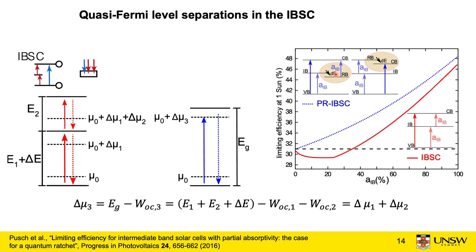This could be because the transitions are spin forbidden, or because electrons in the intermediate band and holes in the redshift band are spatially separated, or separated in momentum space, so that no direct transitions can occur.